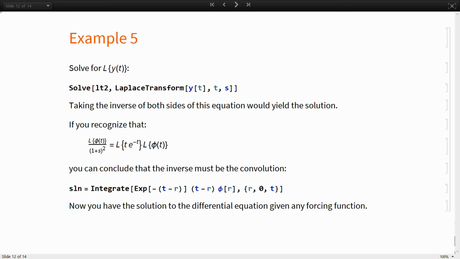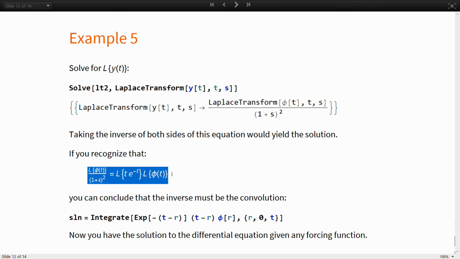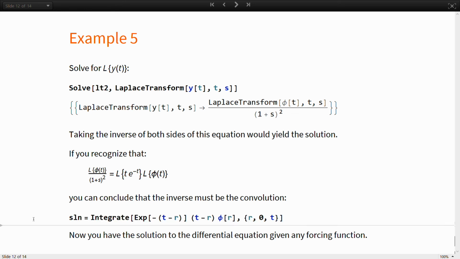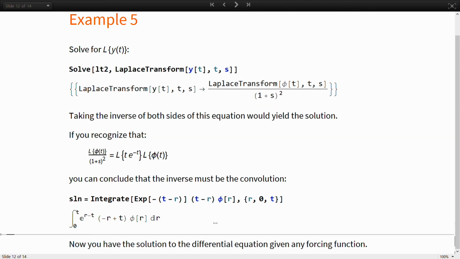Solving the equation on the previous slide for the Laplace transform of y at t gives the result here. We would like to take the inverse Laplace transform to find the solution. By recognizing that the 1 over 1 plus s squared part on the right-hand side is equal to the Laplace transform of t times e to the minus t, we can write this as the product of Laplace transforms here. Therefore, using the convolution theorem, we can write the solution as this. As a result, the solution to this initial value problem for any function phi at t can be obtained by evaluating the integral here.